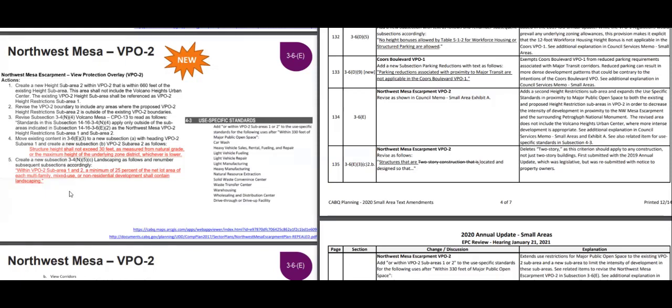The fifth change is to create a new subsection 3.4N5C landscaping as follows and renumber the following subsections. The new text would read, within VPO2 sub-area 1 and 2, a minimum of 25% of the net lot area of each multifamily, mixed-use, or non-residential development shall contain landscaping.